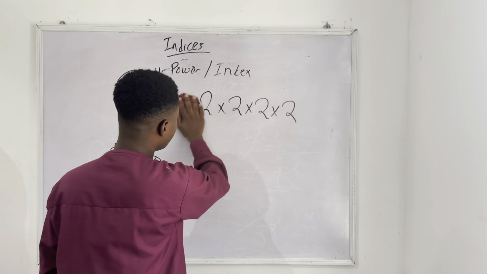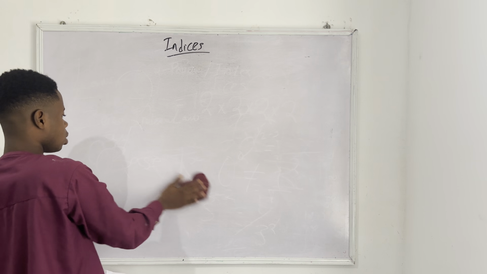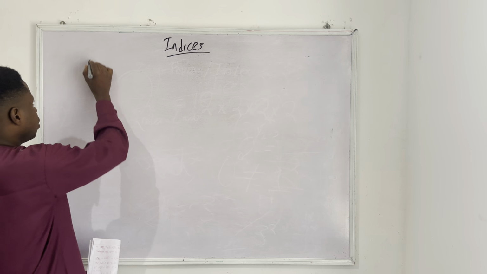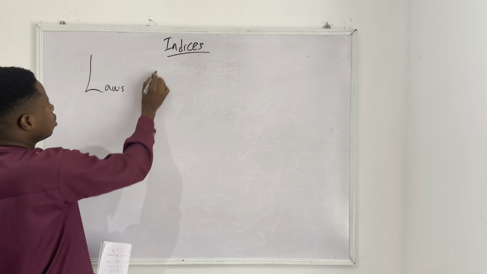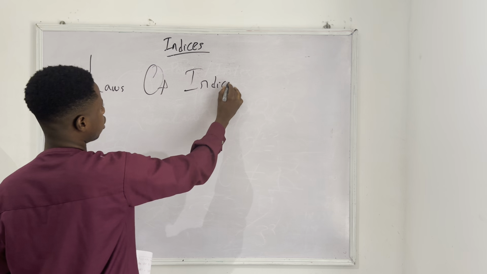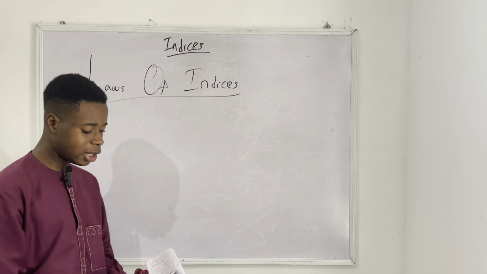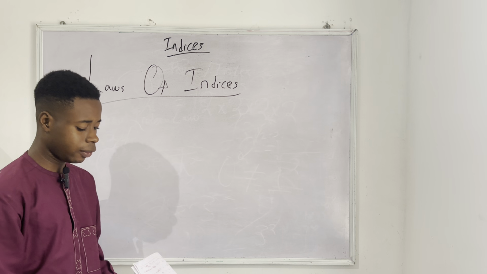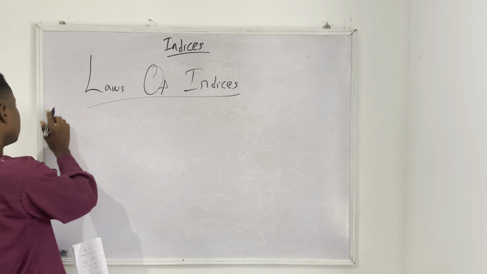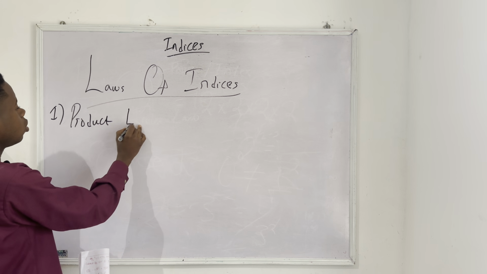Now we have 7 laws of indices we'll be taking a look at. Laws of indices. The first one is the product law. Number 1 is the product law.